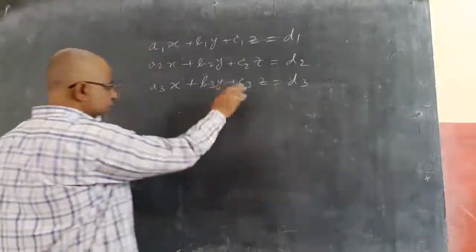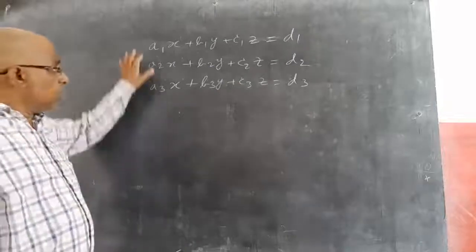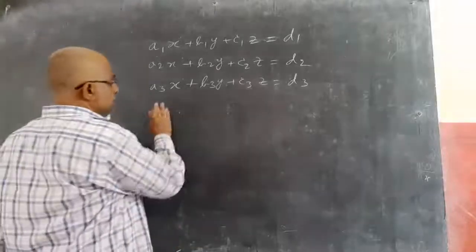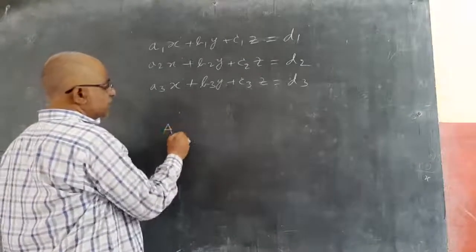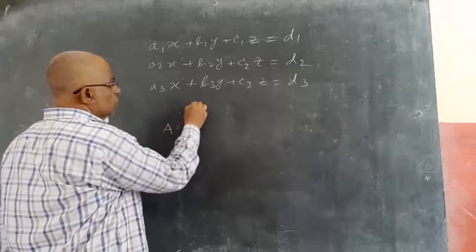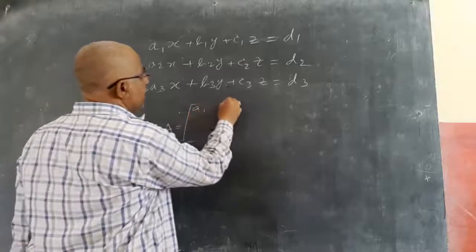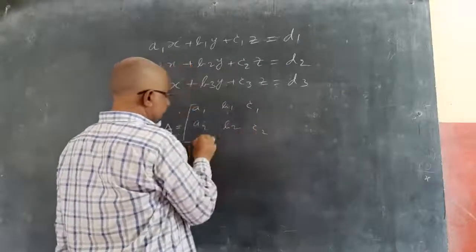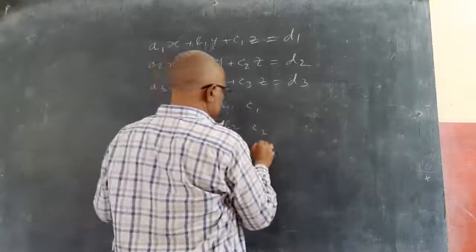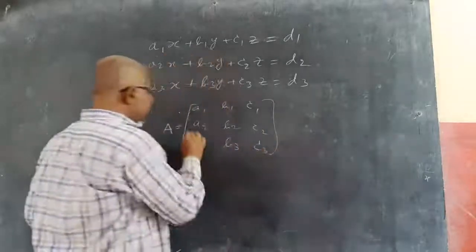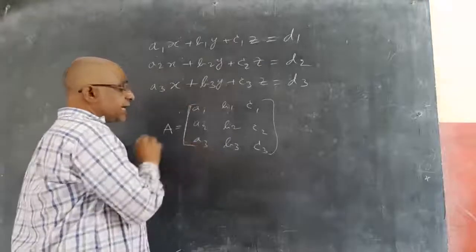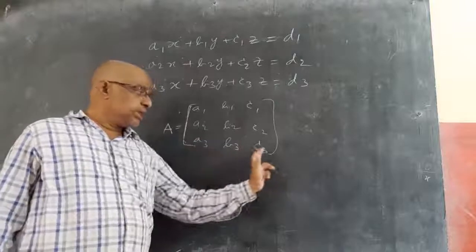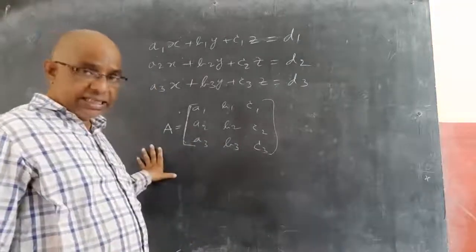First of all, for any 3 variables, there will be 3 equations to solve. Then how can you solve this? If you observe, the equation will be like this. A equal to a1, b1, c1, a2, b2, c2, a3, b3, c3. These are the coefficients of the 3 variables. So I am forming a matrix with the coefficients, I am calling it A. I will assume this as A.